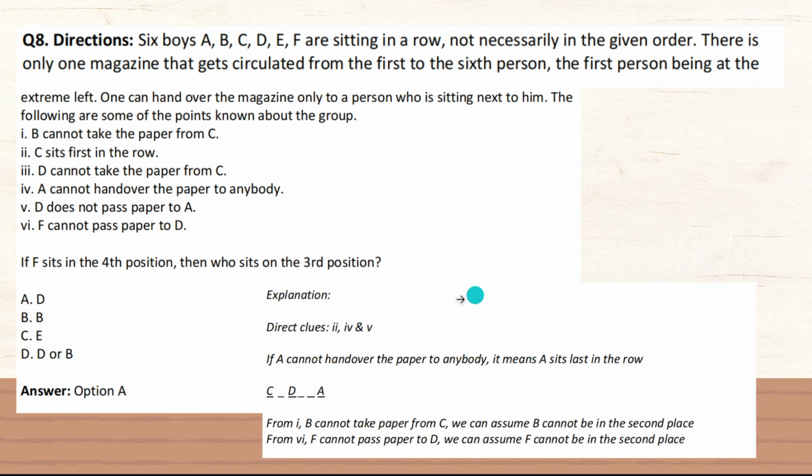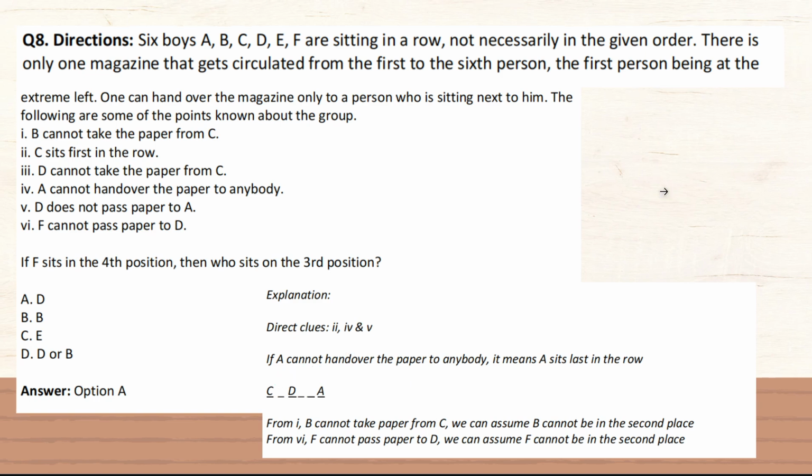Here is the explanation. A cannot hand over the paper to anybody. It means A sits in the last position, so I have placed A at the rightmost position. B cannot take the paper from C, so we can assume B cannot be in the second place. F cannot pass the paper to D, so we can assume F cannot be in the second place, because the shift starts from this position.